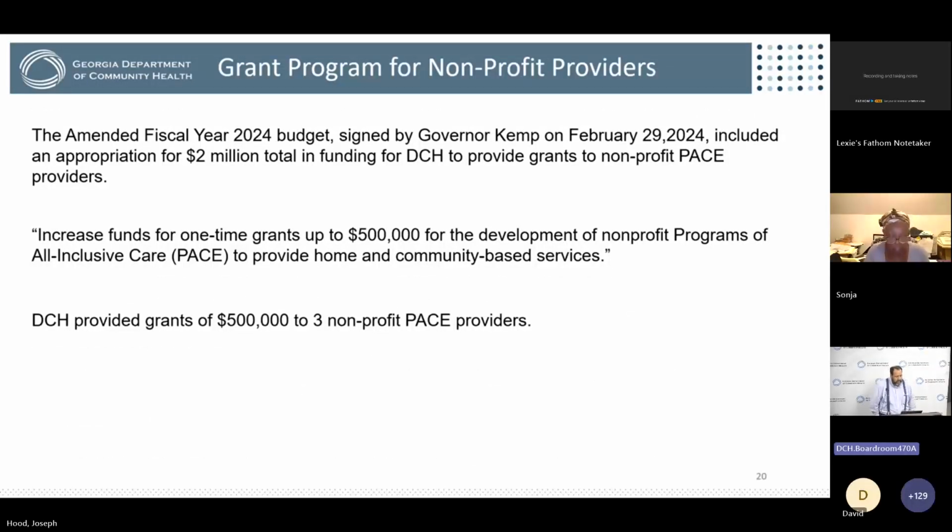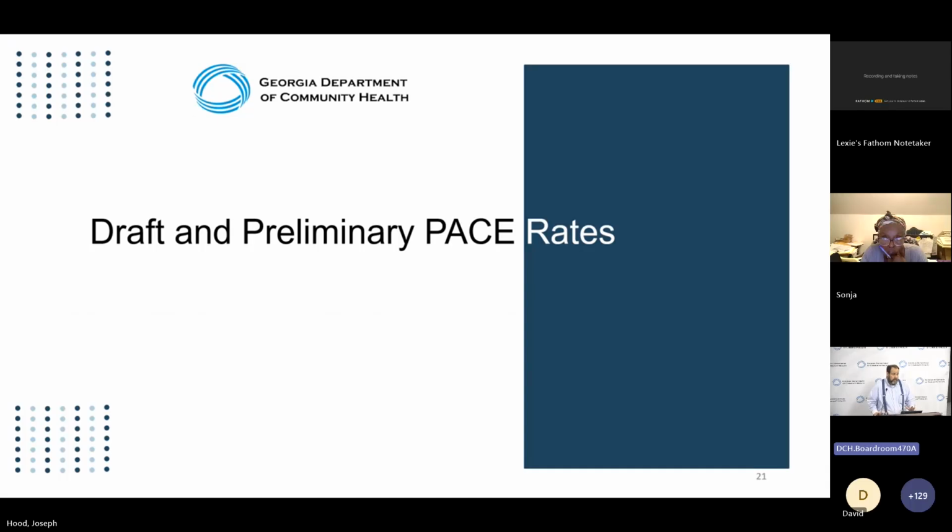Additionally, thanks to Governor Kemp and the legislature, we were given some funding, $2 million in total, to do some grants for nonprofit PACE providers for PACE development. I was able to be on that RFP committee, and we were able to award 3 grants of $500,000 based on the submissions we got for the grant. So we also had some seed money for some nonprofit agencies that were able to utilize that funding in order to develop their PACE programs. I'm going to pause here and turn it over to Joe to talk about draft and preliminary rates.